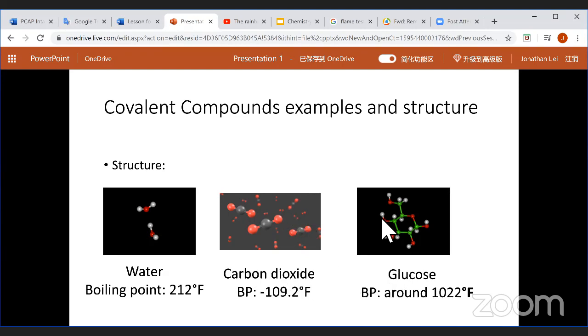And in this case, it is a very big molecule composed of more atoms than the two before. But it is also a molecule. It's just a bigger molecule than the first two. The first two molecules only contain 3 atoms, but this contains 24 atoms. But it is still a molecule.